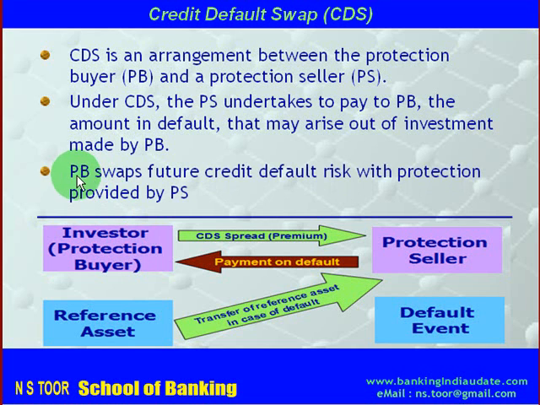Now the protection buyer, what is he doing? The protection buyer is basically swapping the future credit default risk with protection provided by the protection seller. So that risk he is swapping for the protection he is getting from the protection seller.